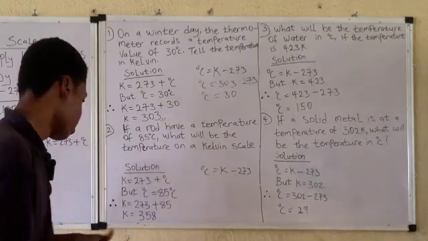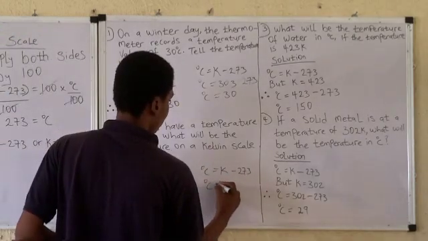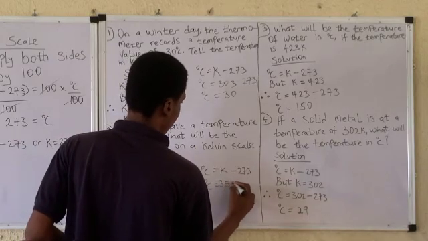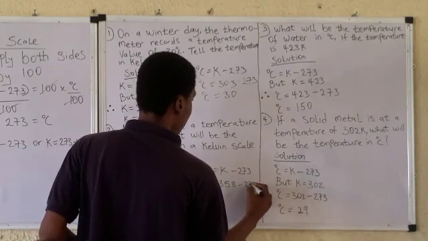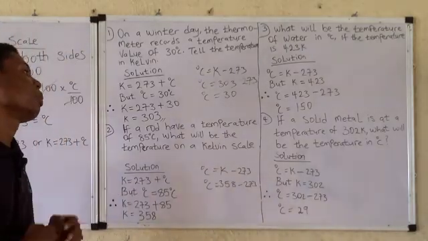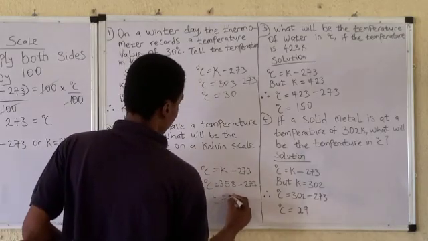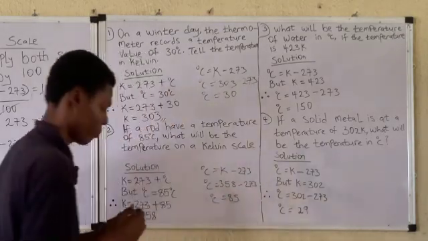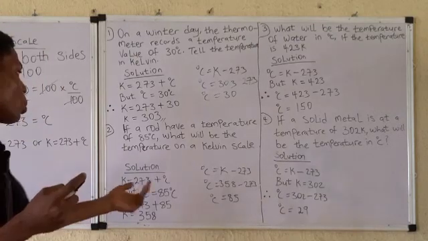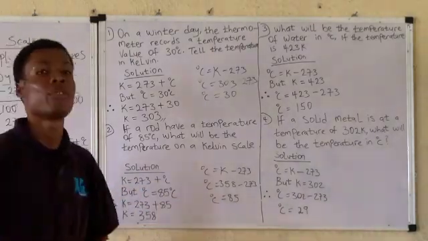So what is our Kelvin? Our Kelvin is 358 minus 273. So 358 minus 273, we have 85. So our final answer for converting Kelvin to Celsius is 85.